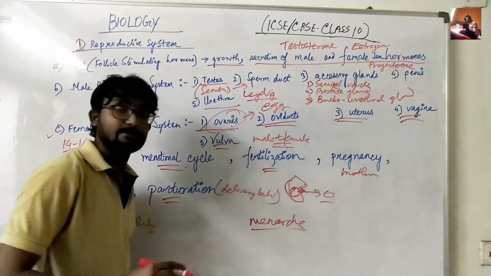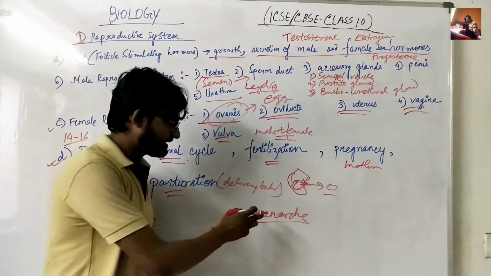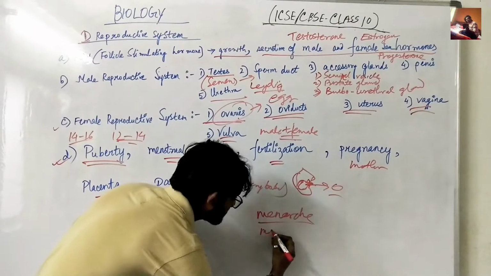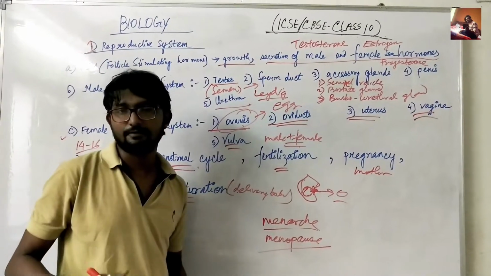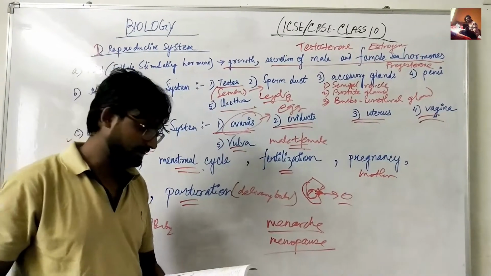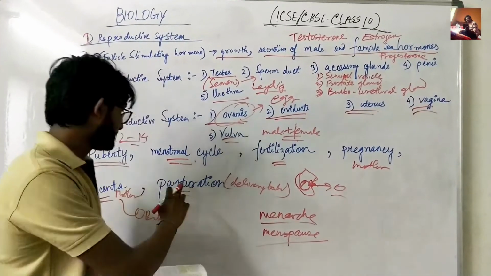When the first menstrual cycle happens in a girl, that phase is called menarche. And what is menopause? Menopause is that part when menstruation stops in a woman of around 45 to 50 years of age. So what are the main phases? There are 4 phases of the menstrual cycle.